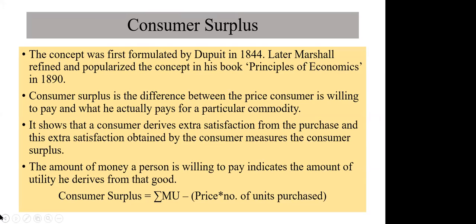for a particular commodity. Suppose I went to buy apple and the shopkeeper tells me that the price of the apple is rupees 80 per kilo. And I was thinking that even if he says 160, I will buy it, because 160 is my highest limit. So that is the price up to which I was willing to pay; even if he says 160, I will buy.